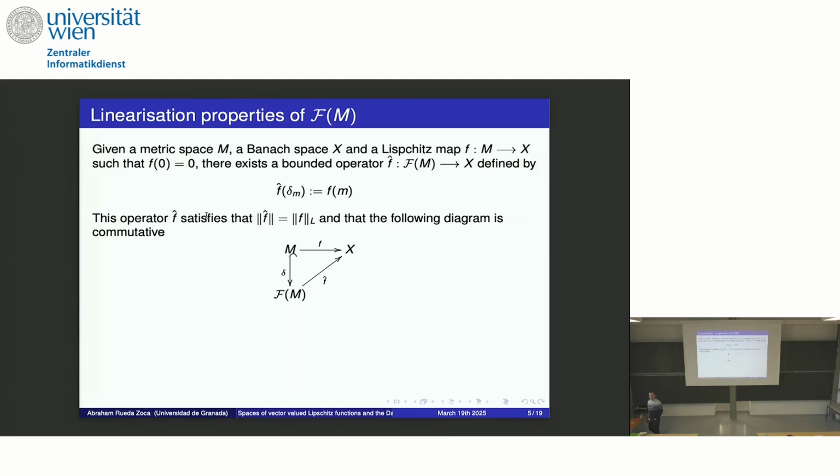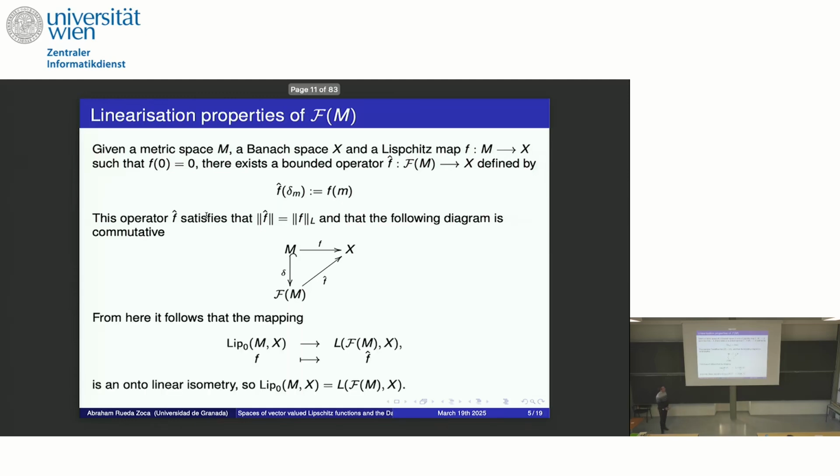But what matters here is that this hat mapping establishes an onto linear isometry from Lip0(M,X) to the space of bounded operators from F(M) to X. So from a certain point of view, our vector-valued Lipschitz function space can be seen as a space of operators. This will be relevant in the future. Okay?